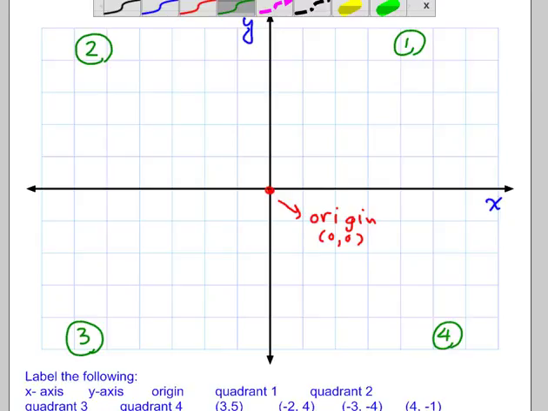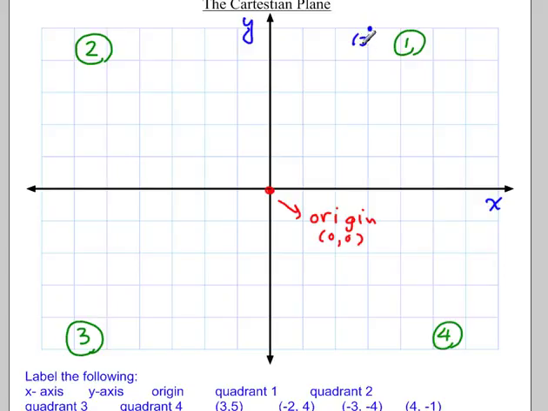The first point is the point 3, 5. To do that, we're going to start at the origin. We're going to move to the right 3, and then we're going to move up 5. 1, 2, 3, 4, 5, and we're going to put a little dot, and we'll label it 3, 5. The next point is -2, 4. Again, we start at the origin. This time we're going to move 2 to the left, -2, and then up 4. And we'll end up right there.